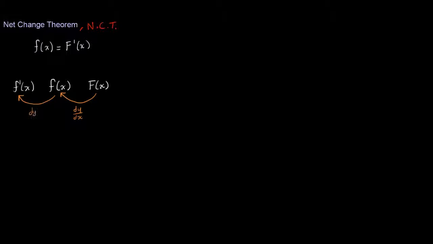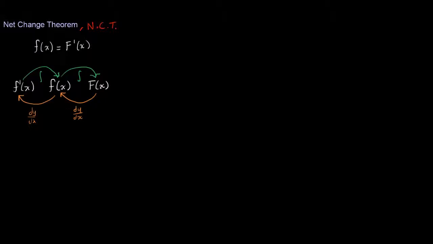It will be like this: dy dx. And if you do the opposite, if you move from the f prime of x to the f of x, you need to do an antiderivative. From here to here, you will do this little snake, the antiderivative, and when you move from the f of x to the big F of x, you will as well do this antiderivative.